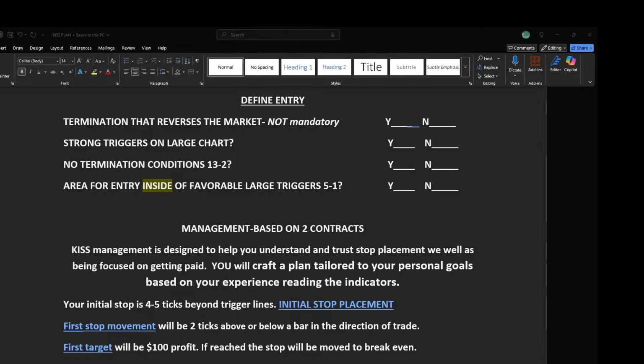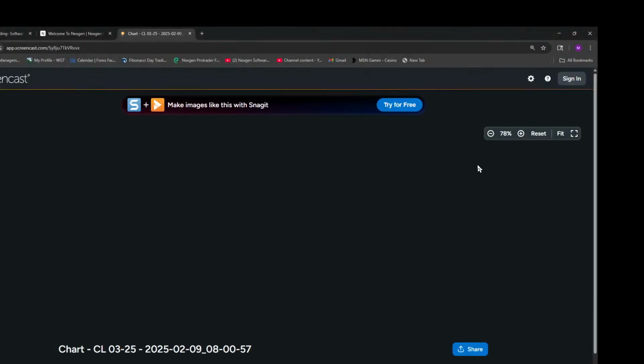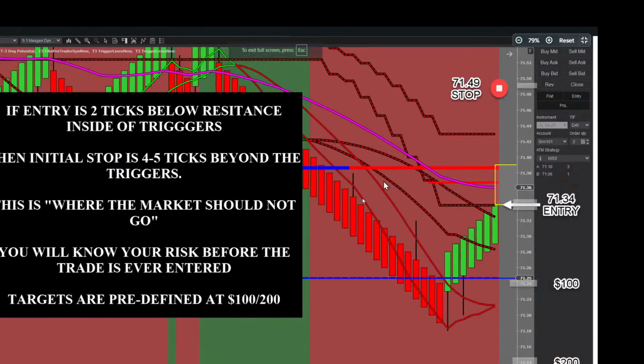And you'll create your own trading plan once you can read your indicators. But let your initial plan be very if-then, very mechanical. If my entry is 2 ticks below resistance inside of triggers, then my initial stop is 4 to 5 ticks beyond the triggers, guys. This is where the market shouldn't go. And you're going to know your risk before the trade is ever entered. And your targets are going to be predefined at $100 and $200.